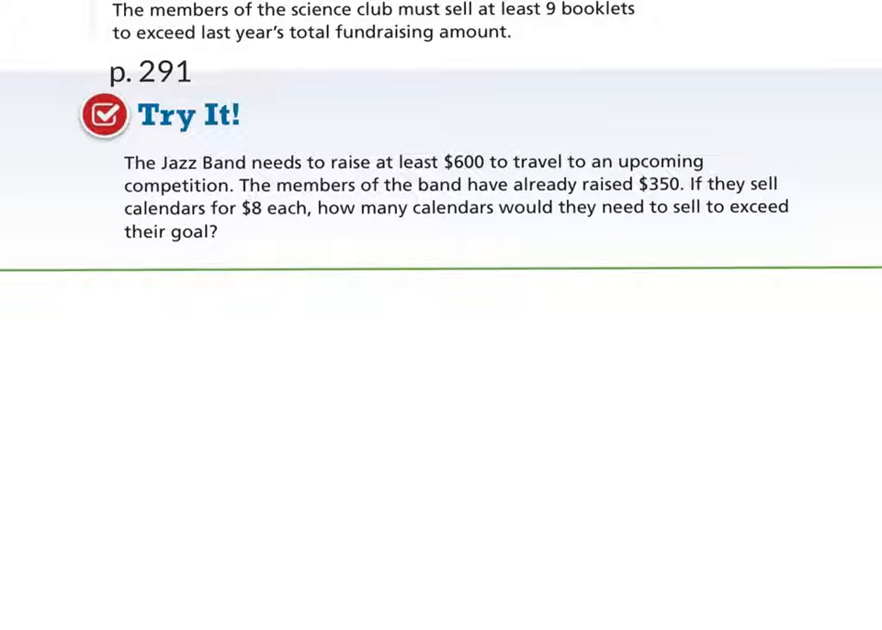Continuing lesson 5-6, solving two-step inequalities. We look at the try it on example 2. The jazz band needs to raise at least $600 to travel to an upcoming competition. The members of the band have already raised $350. If they sell calendars for $8 each, how many calendars would they need to sell to exceed their goal?